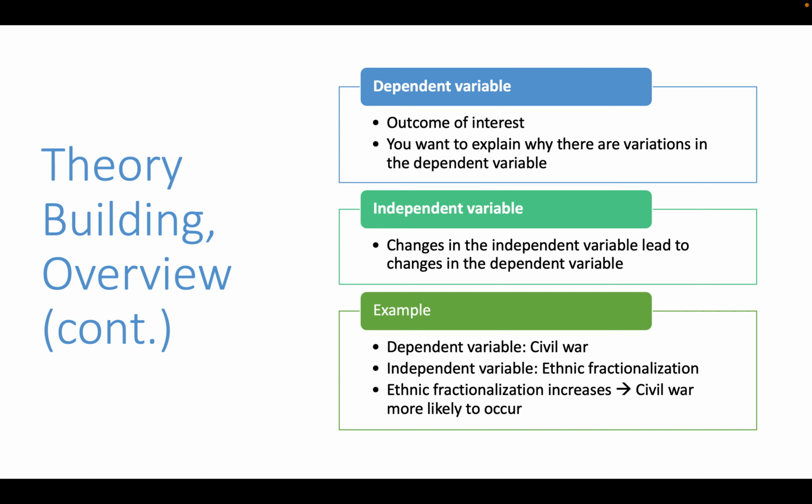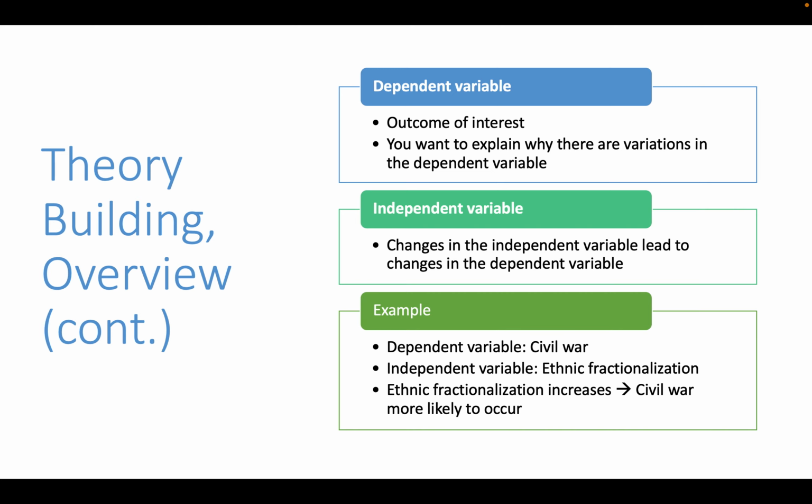To build on what we have learned in other podcasts, again, the dependent variable is our outcome of interest. In other words, it's the behavior that we wish to explain. We want to explain why there are variations in the dependent variable. Not just that an independent variable is associated with a dependent variable, but that it has a causal impact on the dependent variable itself. The independent variable is important too, of course, and changes in the independent variable in our theoretical minds will lead to changes in the dependent variable.